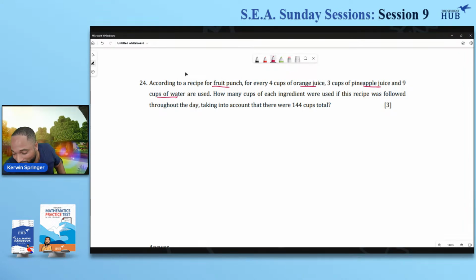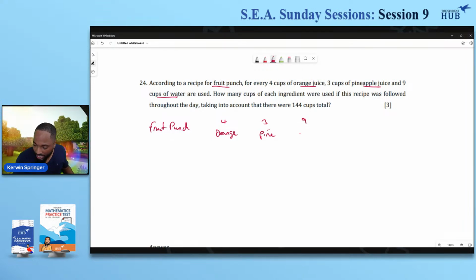According to the recipe for fruit punch, for every 4 cups of orange juice, 3 cups of pineapple juice, and 9 cups of water will be used. So to make one batch, I would need 4 cups of orange juice, right? 3 cups of the pineapple juice and 9 cups of water. All right, fine. How many cups of each ingredient are we using? If the recipe was followed, they take into account that there were 144 cups.